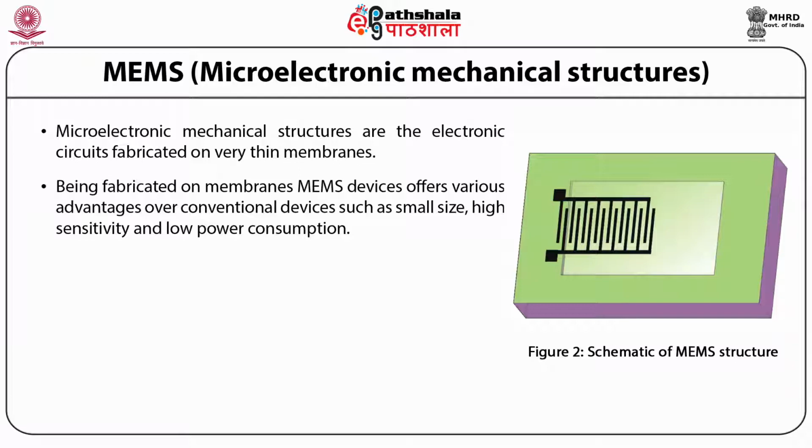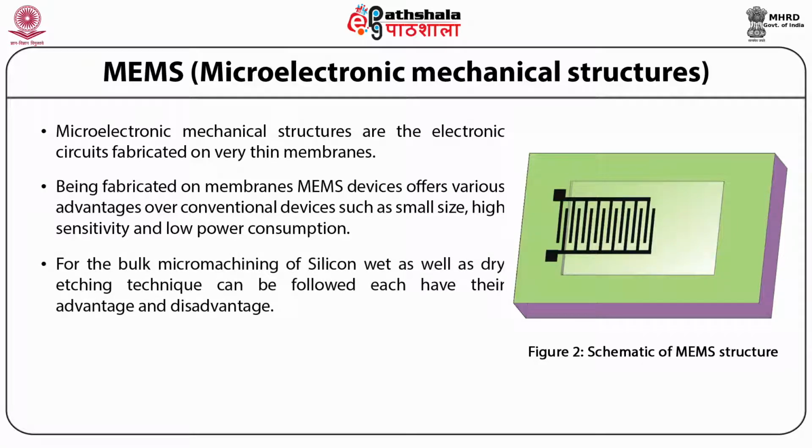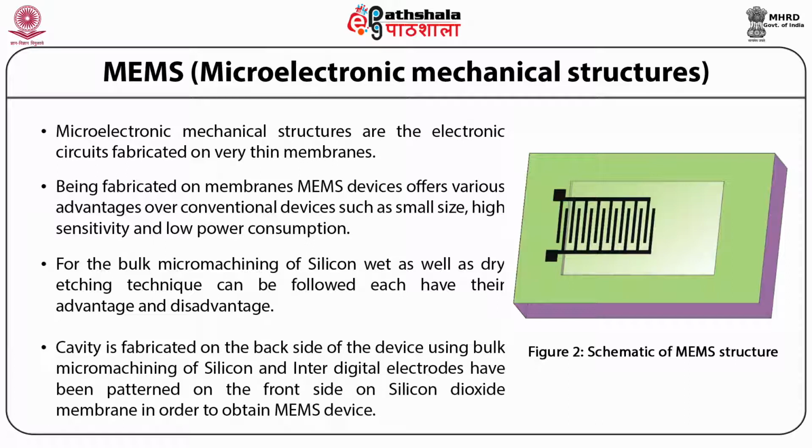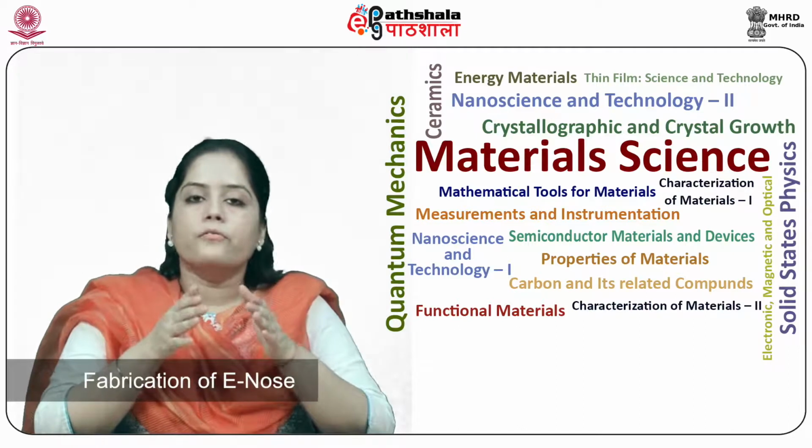Now here, silicon bulk micromachining is used in order to fabricate the MEMS devices. For the bulk micromachining of silicon, wet as well as dry etching techniques can be followed. Each has its advantages and disadvantages. As can be seen from this figure, a cavity is fabricated on the back side of the device using bulk micromachining, and interdigital electrodes have been patterned on the front side on a silicon dioxide membrane in order to obtain a MEMS device. Fabrication of ENOs.